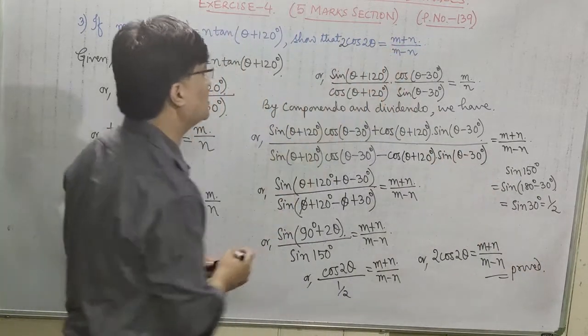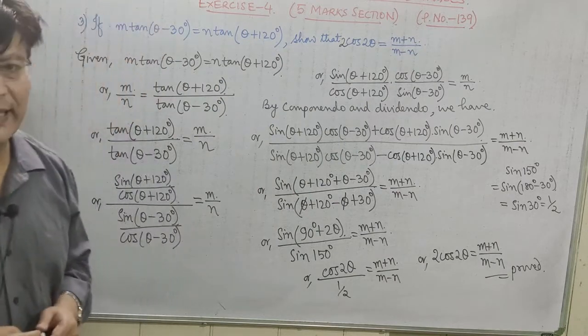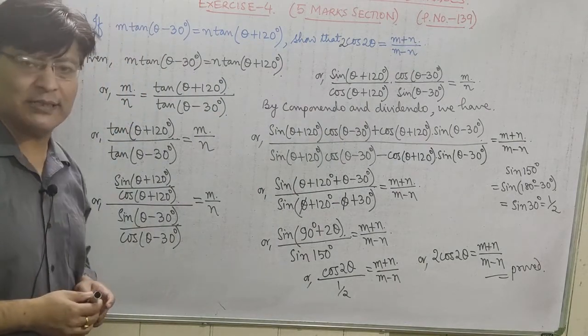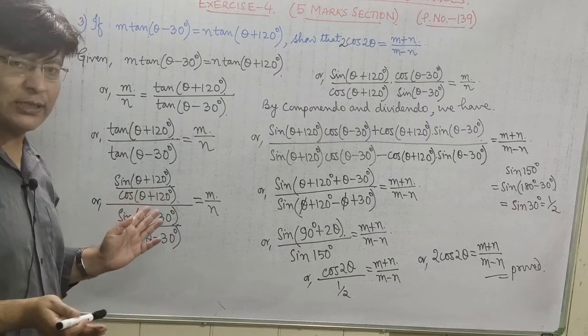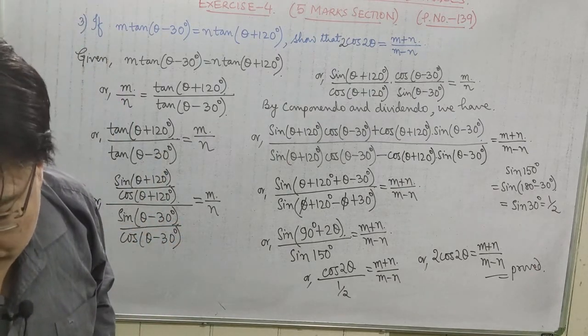The correct question is 2 cos 2 theta is equal to (m plus n) divided by (m minus n). So I think you have understood it. So you can copy it. Now we'll do the next question.